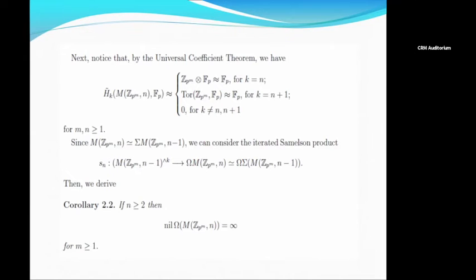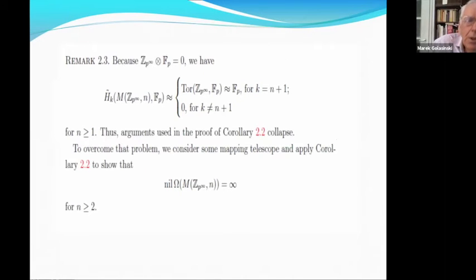But we know that the Moore space, because we assume that n is at least 2, is a suspension of a suspension of the previous space. So now we consider the iterated Samuelson product, which we have used in the previous proposition. Now, this homology has two primitive elements. So from this, we deduce that the nilpotency class of such Moore spaces is infinite.